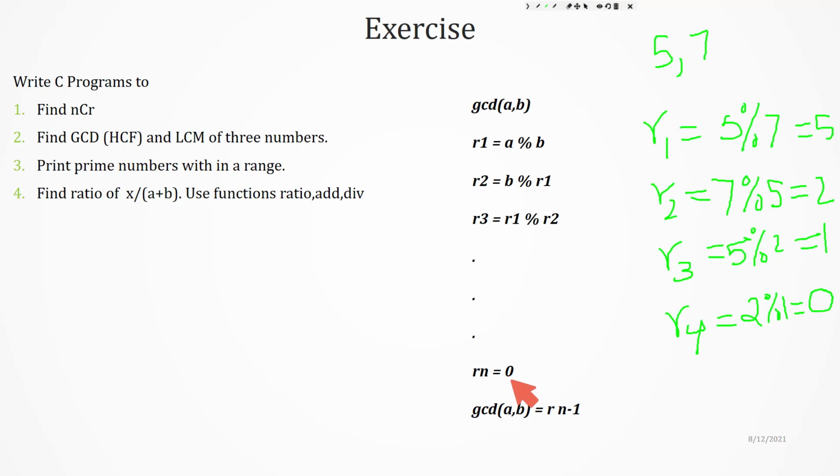So what will be the GCD? Rn equals 0. That means R4 equals 0. Then GCD will be Rn minus 1. GCD will be R3, and the GCD is 1. Okay, I hope you understood the concept of finding GCD using Euclid's method. Any doubt? Can I move to the program?